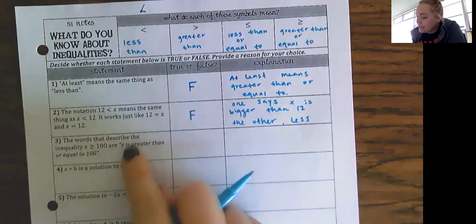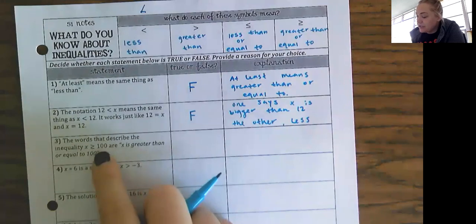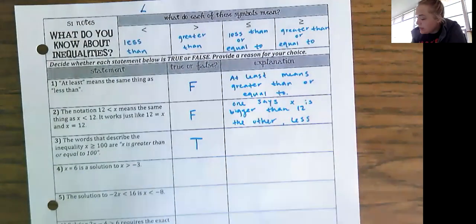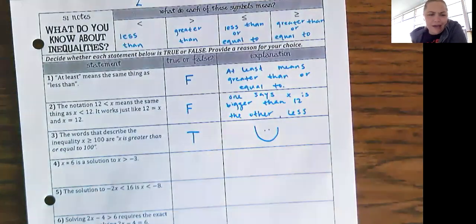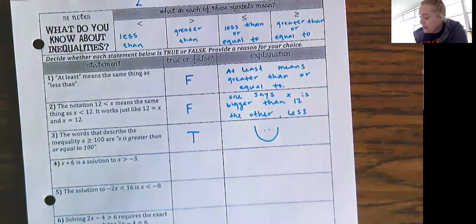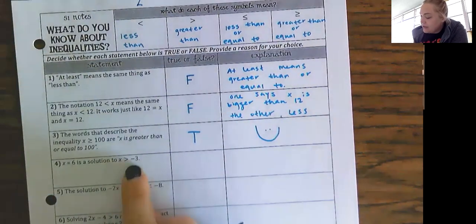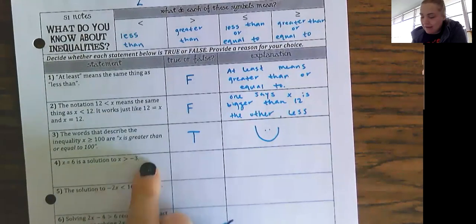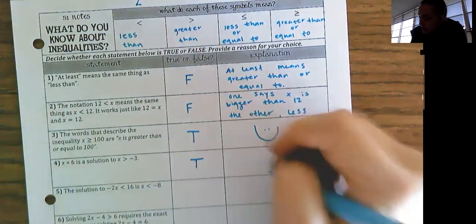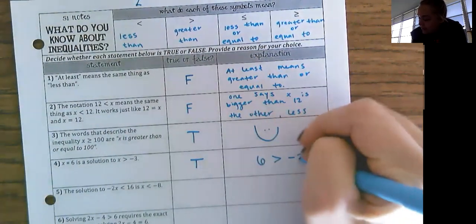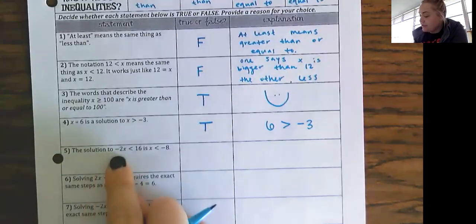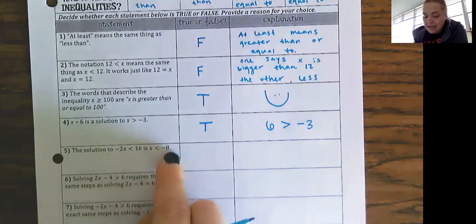Number 3, the word that describes the inequality x ≥ 100 is x is greater than or equal to 100. True. I'm going to put a smiley face. It's just the way we say it. Number 4, x equals 6 is a solution to x is greater than -3. Let's check that. X is greater than -3. Well, if I were to put 6 in there, is this true? Is 6 greater than -3? Yeah. 6 is greater than -3. That's a true statement.